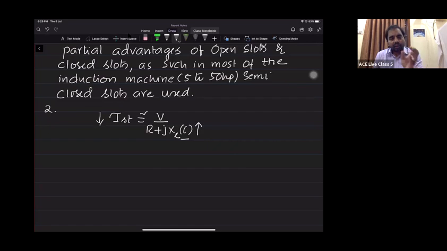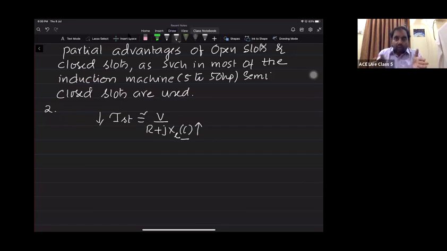Then indirectly, sir, what is the relation between closed slots and eliminating the starter? The reason we use a starter is to reduce the starting current. Why the starting currents are high, we'll see later. So if I'm using a closed slot, the leakage reactance is high and hence the starting current will be less. But what is the main difficulty with these closed slots? The winding procedure is very difficult.